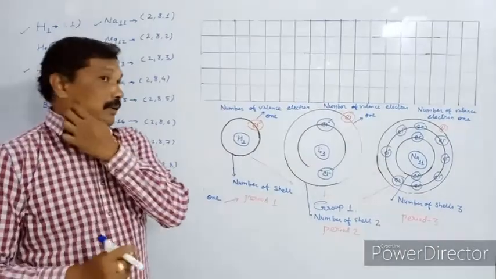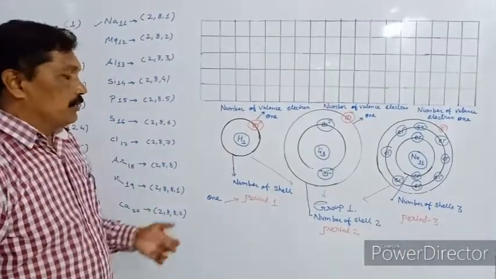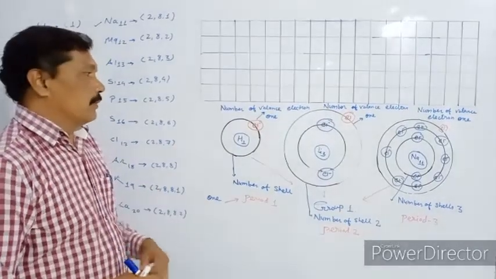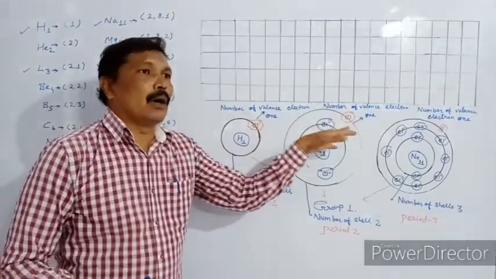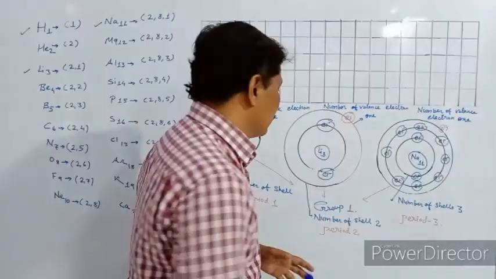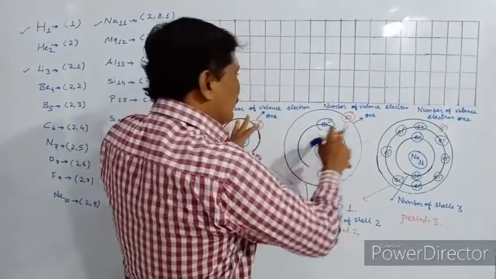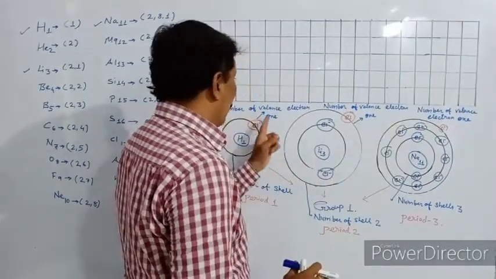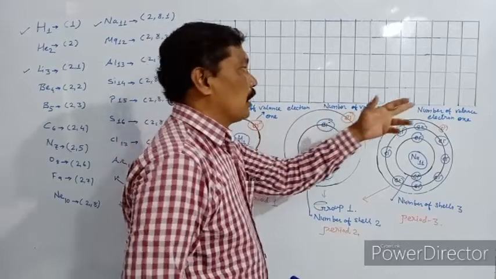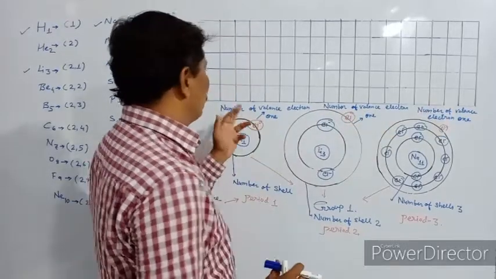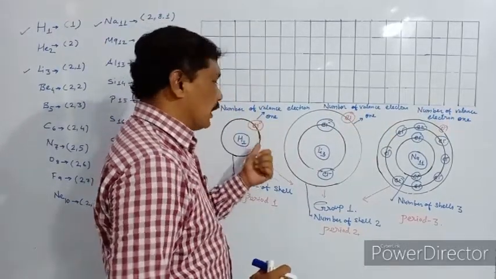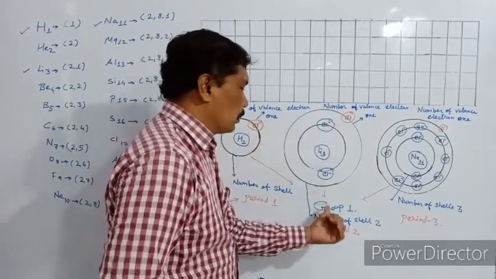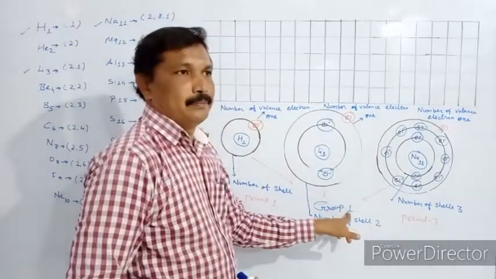My dear student, we have done one activity. According to this activity, the number of electrons in the outermost shell gives us the group number. All these three elements have only one electron in the outermost shell. So the number of valence electrons is 1. So these all three belong to group 1.